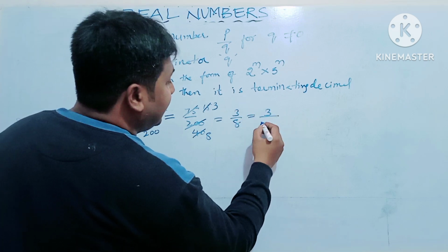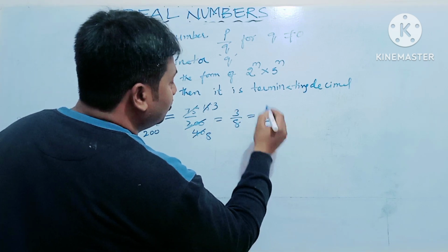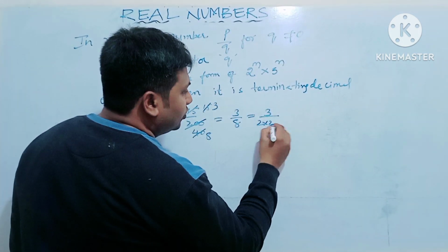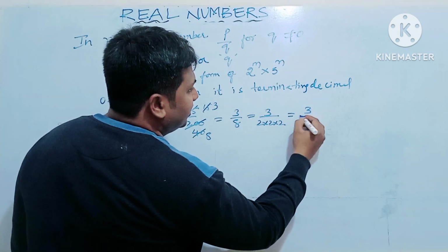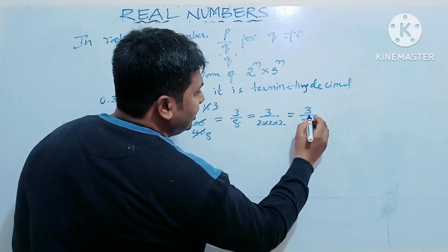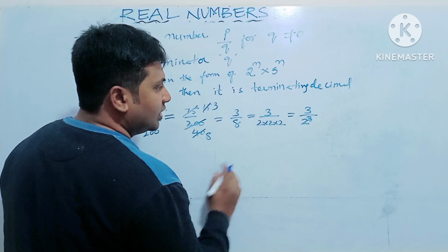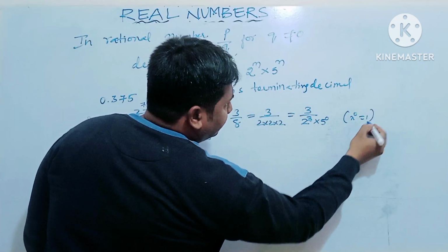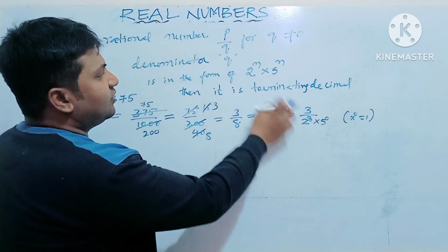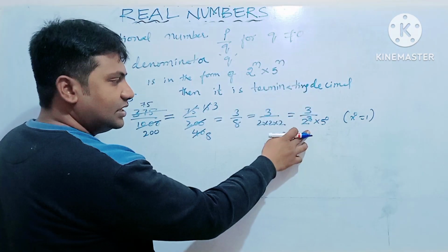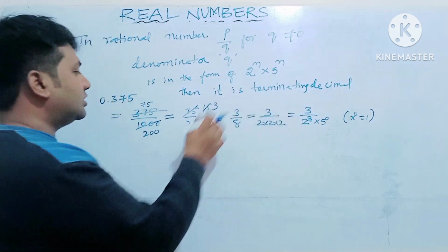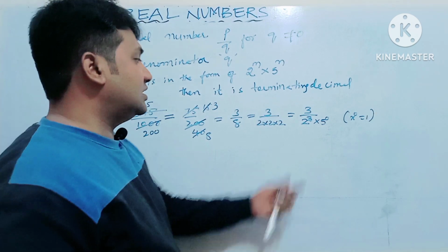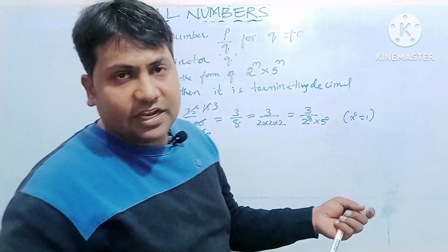And 8 we can write as 2 cube. I'll just write it like this: 2 into 2 into 2. So you can write 3 by 2 to the power of 3, into 5 to the power of 0, where x to the power of 0 is equal to 1. Now is it in the form of 2 to the power of m into 5 to the power of n? Yes. So this type of decimals are called terminating decimals. By the denominator we can decide that this decimal is a terminating decimal.